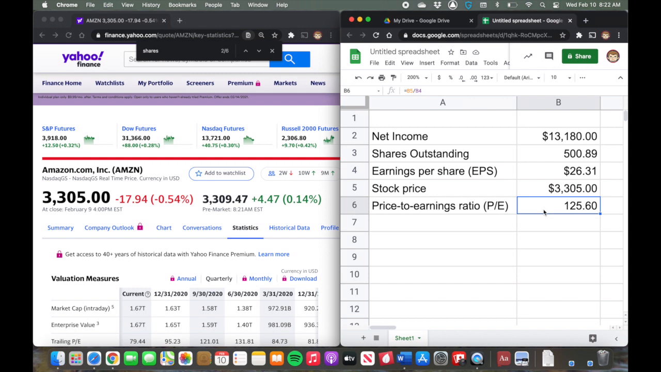So somebody who's a value investor probably wouldn't like to see this number be this high because it's assuming a huge amount of growth that may or may not happen. So they might look for another company to invest in where they can get the same amount of earnings at a much cheaper price. So let's sum up.